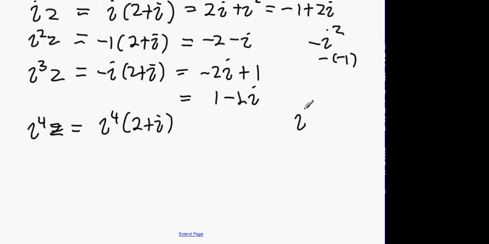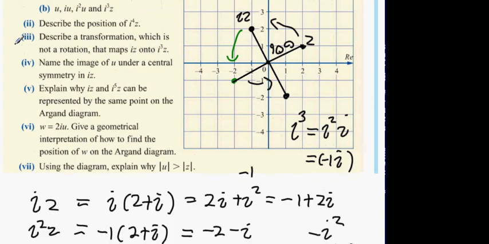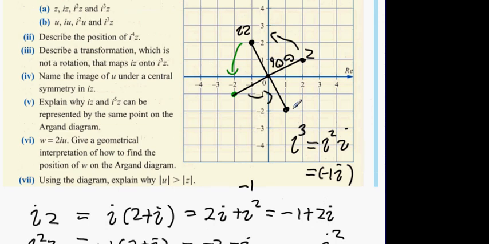Now what is i to the power of 4? It's i squared squared, which is minus 1 squared, which is 1. When you multiply a number by 1, do you change its position or its value? No. So the answer is still 2 plus i. Now look what happens. We went around, and when we multiplied by i again, we went back up to where we started from, which is i to the 4 Z.